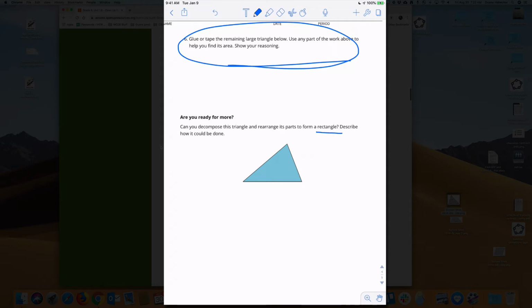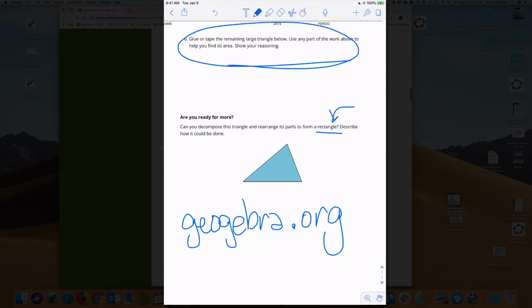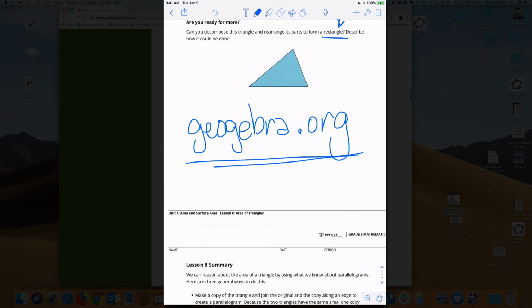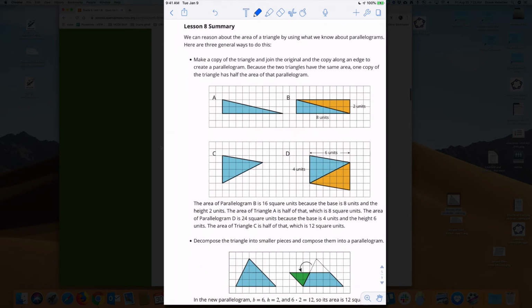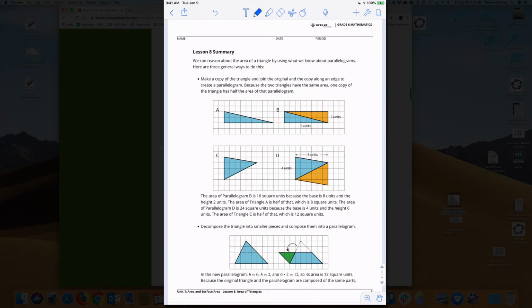There are some pretty awesome GeoGebra applets, and I will put one in the show notes that will lead directly to a beautiful applet that helps visualize how we might consider changing this triangle into a rectangle. I'll find that and put it in our show notes. I'm going to find it at geogebra.org if you want to do some exploration yourself. So this is the lesson summary about everything that we were supposed to have learned.